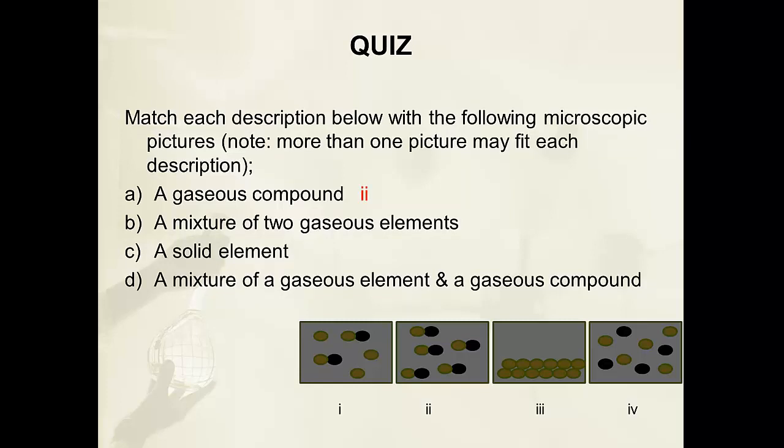Okay, so number 2 was A, a gaseous compound. Number 4 was B, a mixture of two gaseous elements. C was 3, a solid element. D was number 1, a mixture of a gaseous element and a gaseous compound.